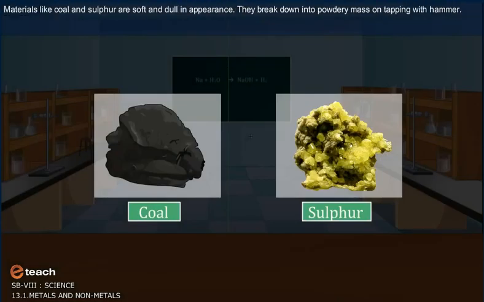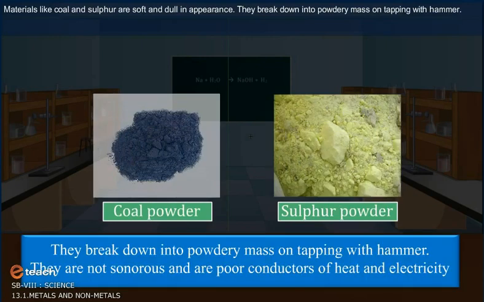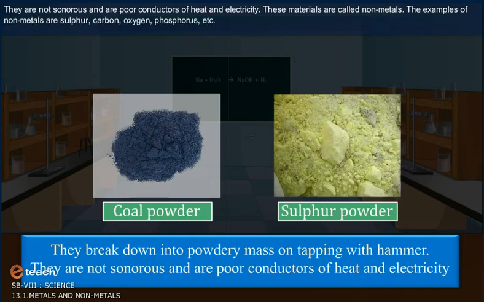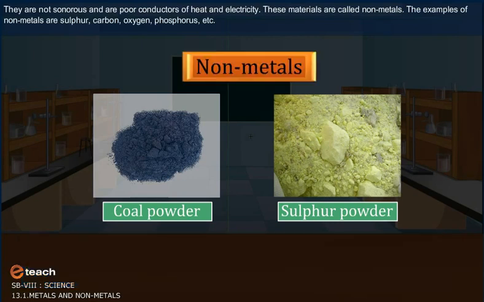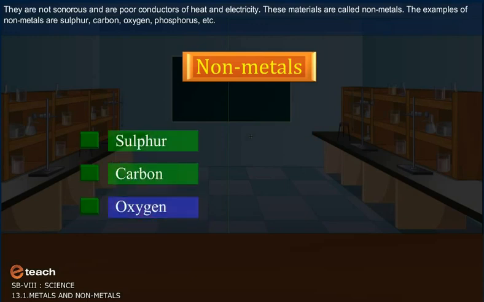Materials like coal and sulfur are soft and dull in appearance. They break down into a powdery mass on tapping with a hammer. They are not sonorous and are poor conductors of heat and electricity. These materials are called nonmetals. The examples of nonmetals are sulfur, carbon, oxygen, phosphorus, etc.